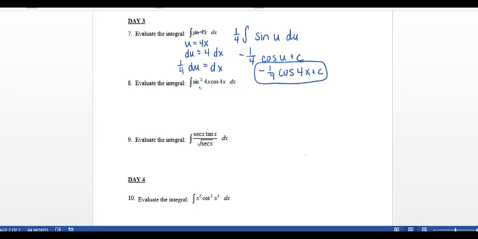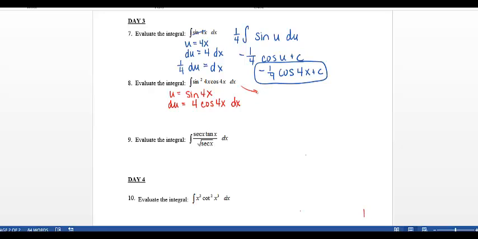In the next problem, I've got 2 trig functions, unlike the first one. When I have 2 trig functions, typically I have to pick one of them to be my u. I'm going to pick sine of 4x to be my u, because when I take the derivative of sine, I will get cosine. So the derivative of sine is cosine of 4x, but you have to remember to take the derivative of 4x as well, which puts a 4 out front.